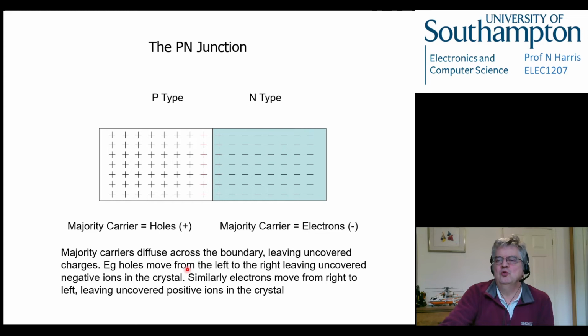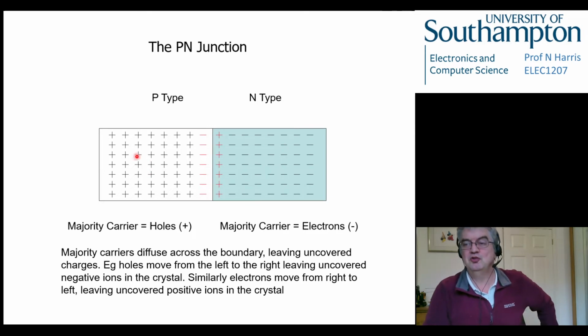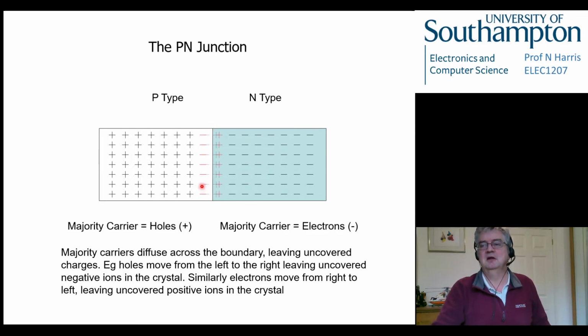So, for example, holes will move from left to right, leaving uncovered negative ions in the crystal. And similarly, electrons move from right to left, leaving uncovered positive holes in the crystal. So we end up with this sort of strange area. It's very, very thin. The overall charge is still zero because we haven't lost or gained any charge. We've just redistributed the charge under sort of diffusion effects.